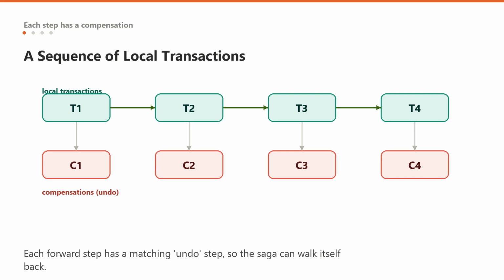Here's the key part. For every step that changes data, you also define a compensating transaction, an action that undoes it. So if step 4 fails, you run the compensating actions for steps 3, 2, and 1 in reverse, to walk the system back to a consistent state. A Saga doesn't give you instant, all or nothing consistency. It gives you eventual consistency. The system becomes consistent after all the steps, or all the compensations, have run.